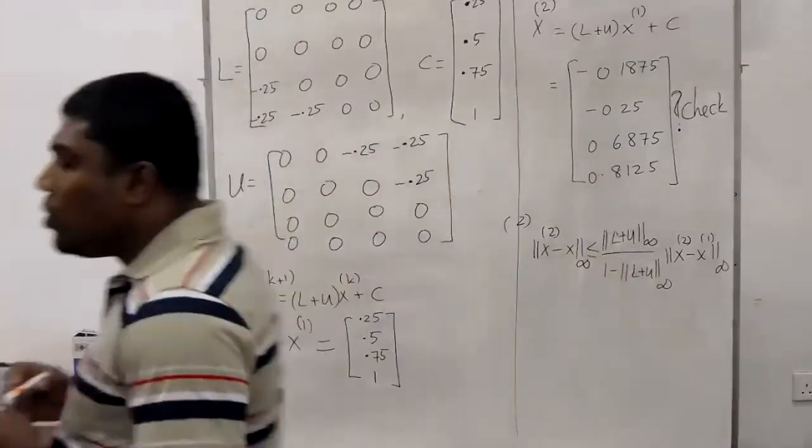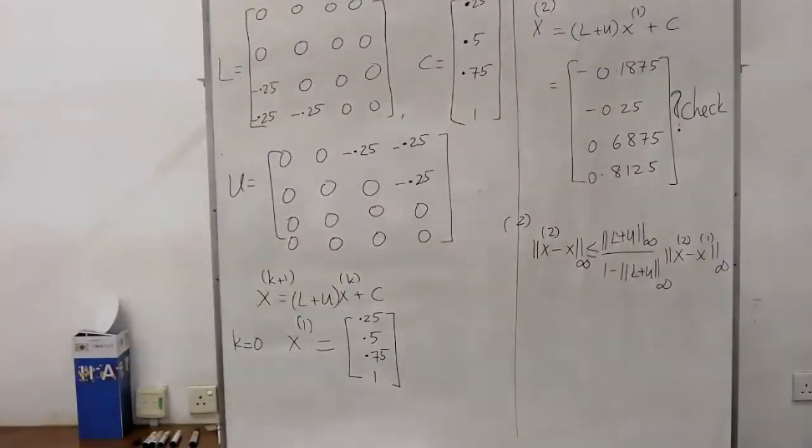Right, so they ask you to find the error bound. In the error bound formula, you substitute xk plus 1 as x2, and then xk is x1. So L plus U is the iterative matrix. You have the infinity norm of L plus U divided by 1 minus the infinity norm of L plus U, times the infinity norm of x2 minus x1. Okay, so you have to find all these things.